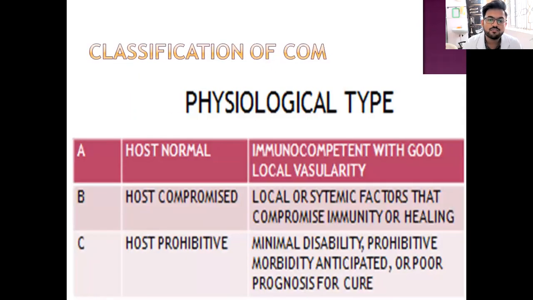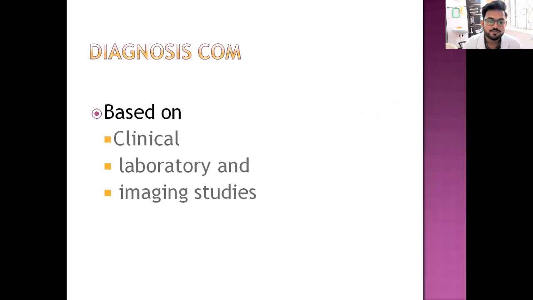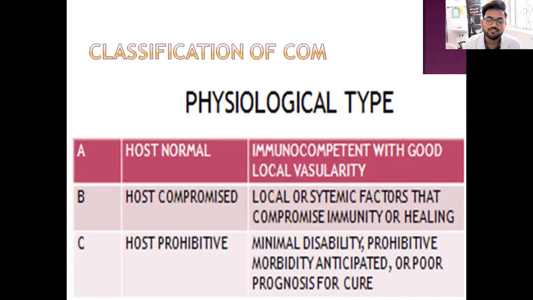Next is the physiological type of classification of chronic osteomyelitis. First is host normal, host compromise, and host prohibitive. The host normal is immunocompetent with good local vascularity. Host compromise is local or systemic factors that compromise immunity or healing. Host prohibitive is minimal disability, prohibitive morbidity anticipated, or poor prognosis for cure.